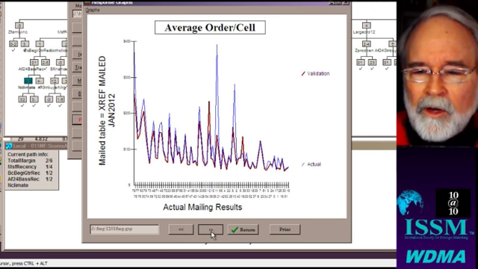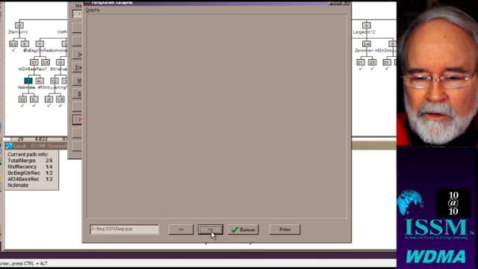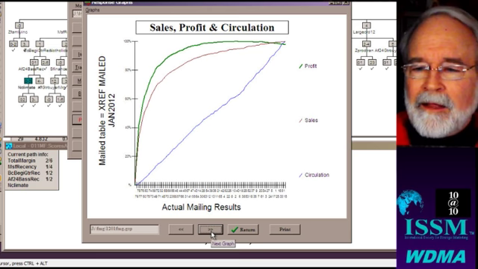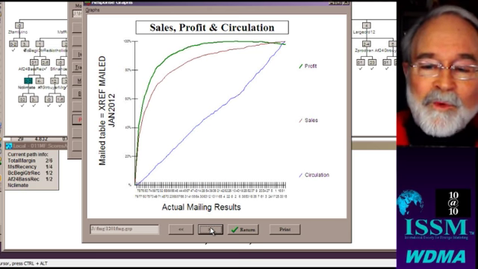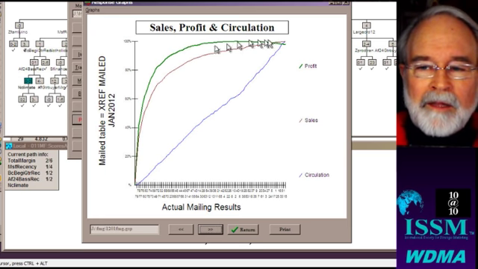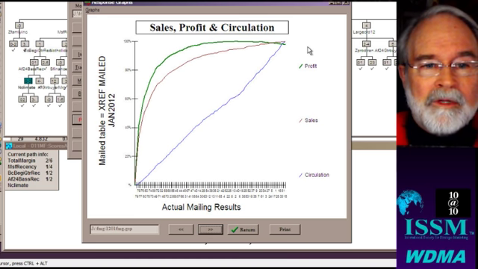Let's see if I've got any other good graphs here. So I'm going to turn off the machine. Look at that. Here's actual mailing results. That's what it gets you. It gets you so you know how much to mail and you know your ROI. And that's what it's all about.